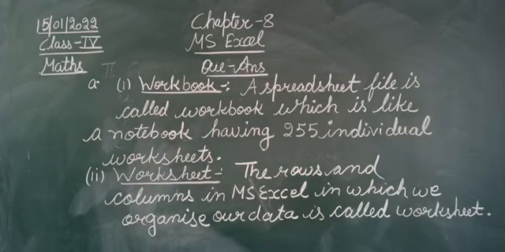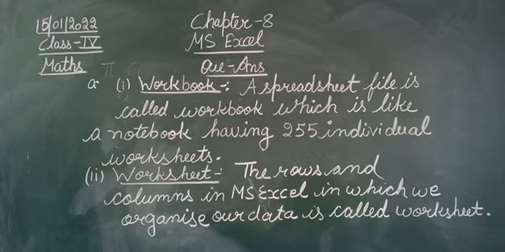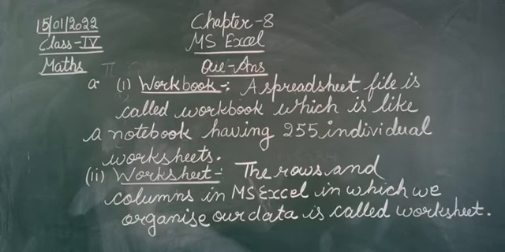So these are the two terms. The first one was workbook. A spreadsheet file is called a workbook, which is like a notebook having 255 individual worksheets. Next is worksheet. The rows and columns in MS Excel in which we organize our data is called worksheet. These are the first two terms. Let's begin with the third one.